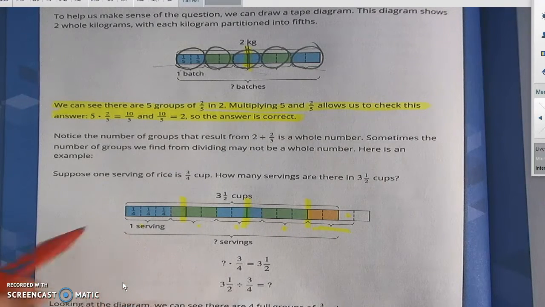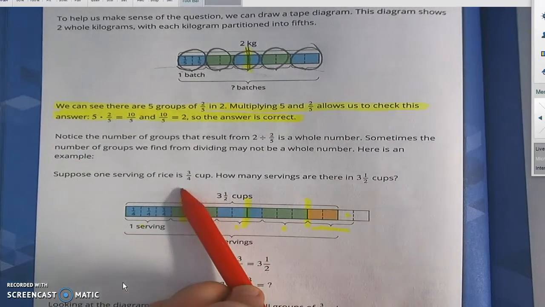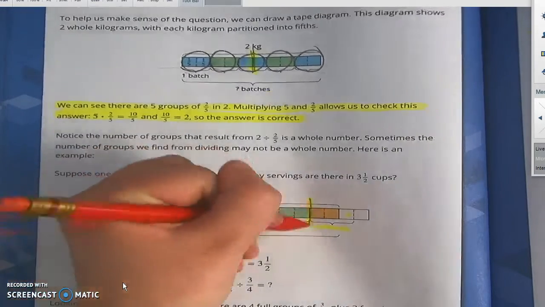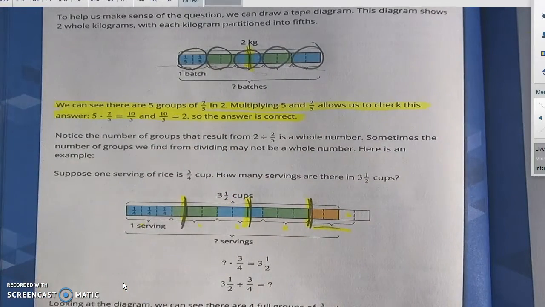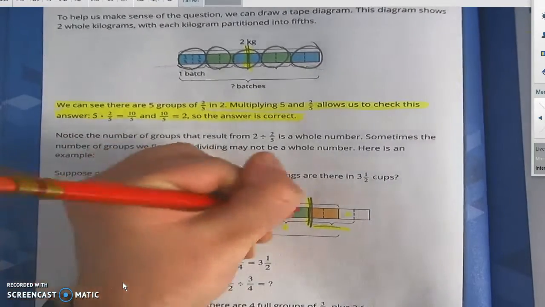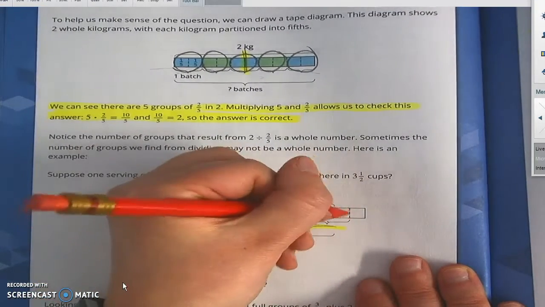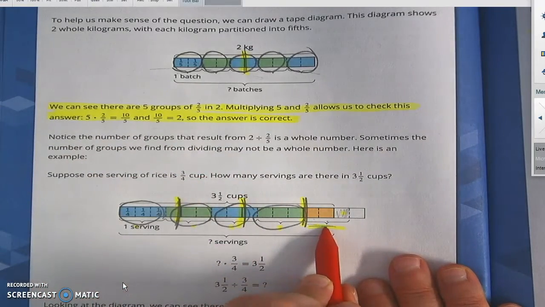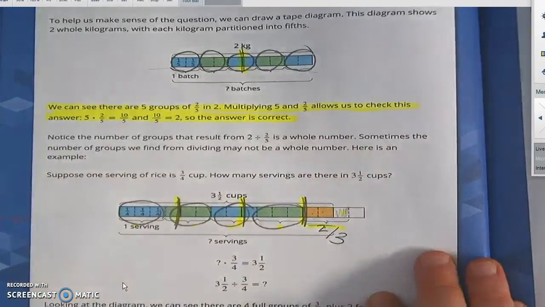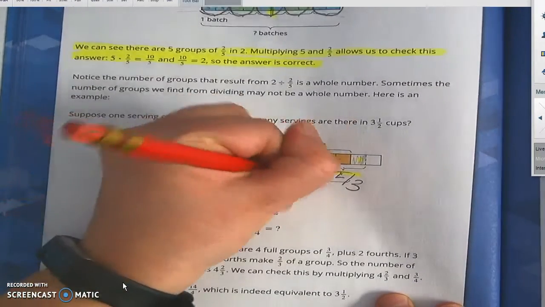So in this one, we were finding how many groups of 3/4 of a cup are in 3.5 cups. So this was 1 cup, 2 cups, 3 cups, and that extra half. So we're splitting it into groups of 3/4. So here's 1 group, 2 groups, 3 groups, 4 groups. And then we have 2 pieces. If we had this ghost piece over here, we would have another full group, but we don't. So we only have 2 out of the 3 pieces we need. So this is 2/3. So this would be 1, 2, 3, 4, and 2/3.